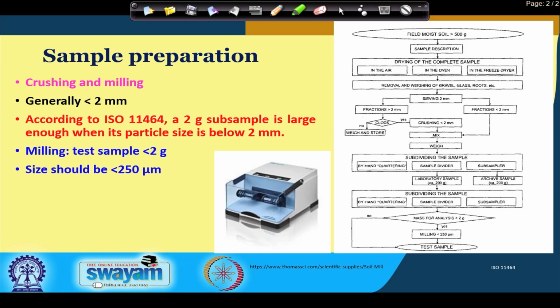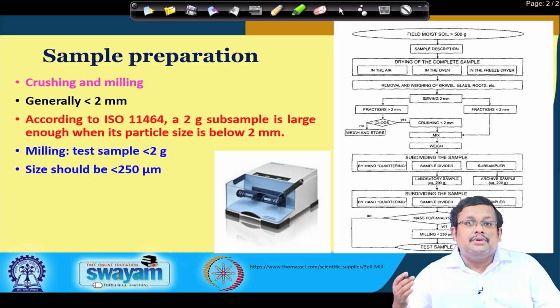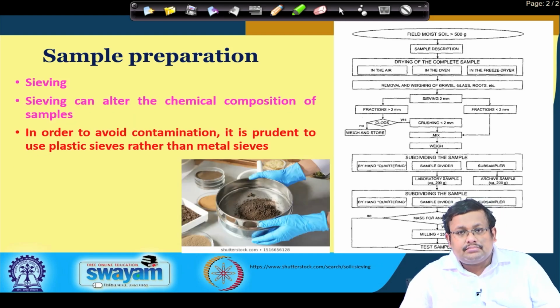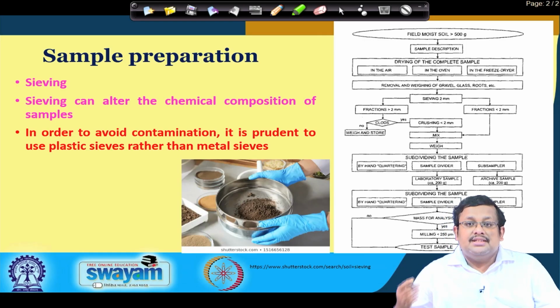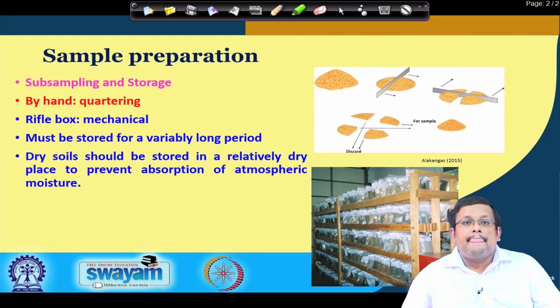Then we talked about sample crushing, sample homogenization, the milling process, why it is required, and under which condition we go with crushing. When the test sample is less than 2 gram we go for the milling process, and the size should be less than 250 microns in this case. After the milling, we talked about sieving, and why it is preferable to have a plastic sieve instead of a metallic sieve. Then we talked about subsampling and storage, the quartering method, and the considerations for keeping the samples for a long period of time.